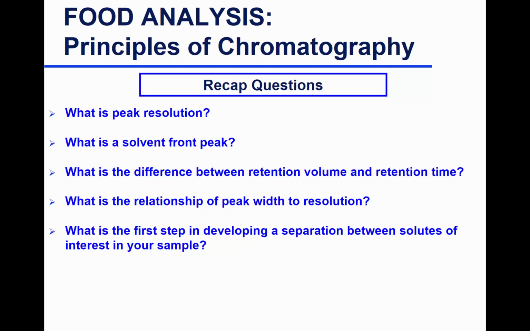Okay, what is a solvent front peak? That's when the mobile phase reaches the detector from the time of injection. From the time of injection, the mobile phase is going through the void volume of the column. So when it gets to the detector, the detector is going to say, oh, something hit me, and it's going to give you a signal. And that would be your solvent front peak, which is also the void volume peak. So it means the same thing.